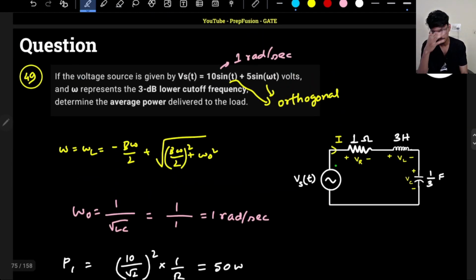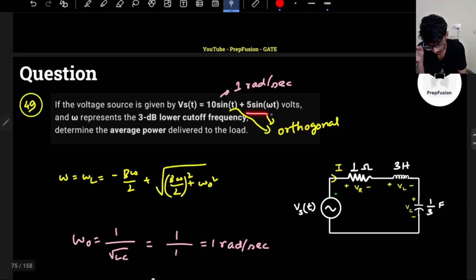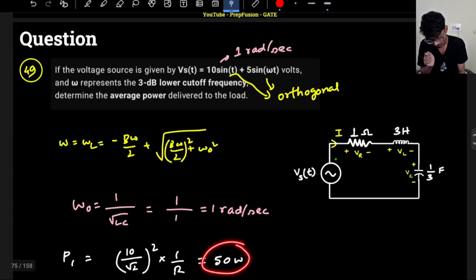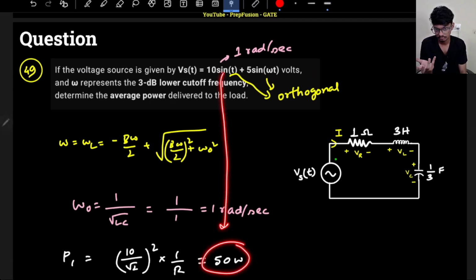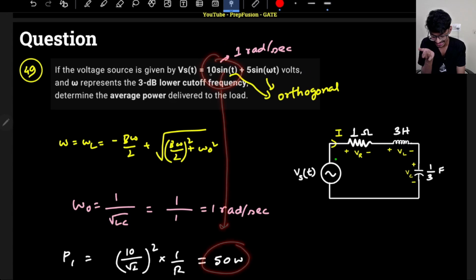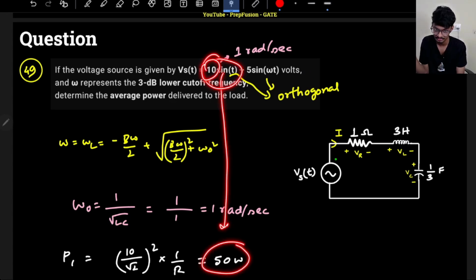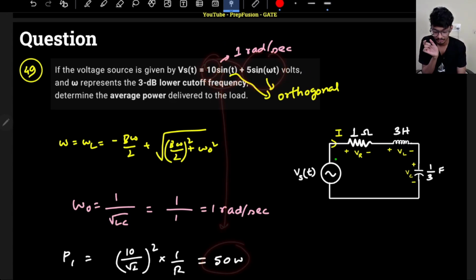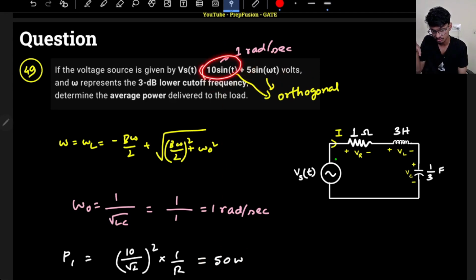What do I mean by same source? You have to assume a fictitious source of 5 sin omega t. If my omega was equal to omega naught, then what is the power consumed at resonance? This power was due to the 10 sin t. This is a separate source because its peak value or amplitude is separate. So you are taking the resonant power of this source and then considering the half power of this source. That you cannot do. You have to consider the resonant power of the same source.